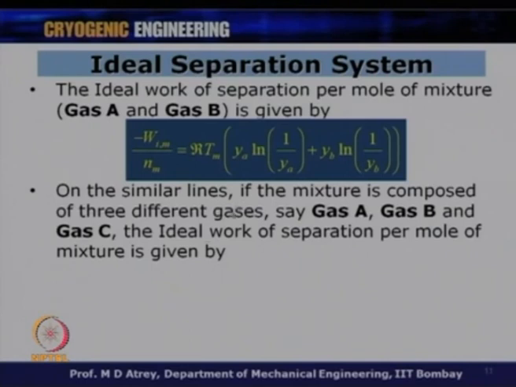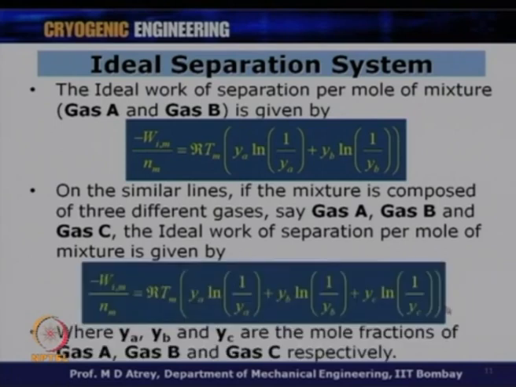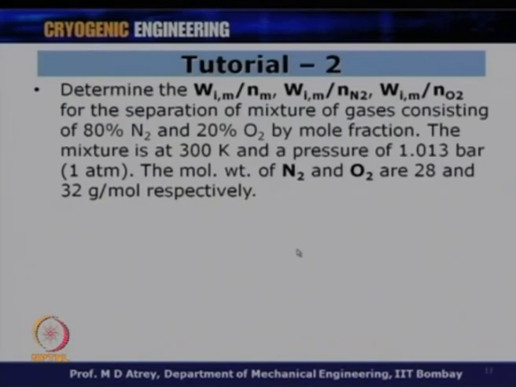On similar lines, if the mixture is composed of three different gases, gas A, gas B and gas C, the ideal work of separation per mole of gas is given by this formula, where Ya, Yb, Yc are the mole fractions of A, B and C respectively. This is clear. Now, let us see the tutorial where we will calculate the work of separation and understand the different nomenclature used in work of separation. So, tutorial 2 is aiming towards understanding the ideal work of separation of a mixture.